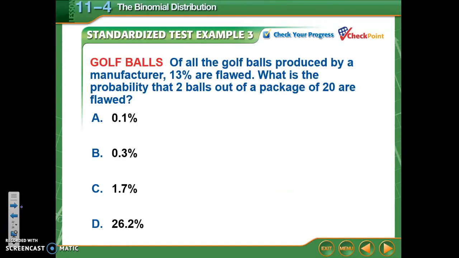Okay, so you guys try that same thing with this example. All right, your answer should be D, 26.2%. I'll show you how to set it up.